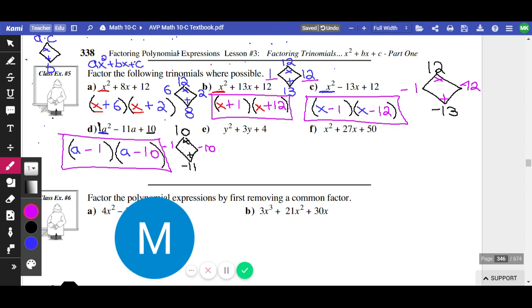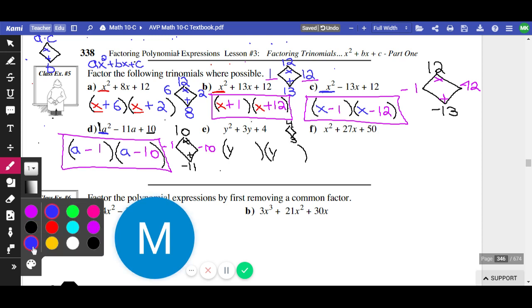In the middle one, we're going to do the same thing. They change the letter to y, so it doesn't do anything. It just changes that our first binomials, instead of being x and x, our first terms are going to be y and y. When you do your diamonds, the top of the diamond would be 4. The bottom of the diamond would be 3. Things that multiply to be 4, add to be 3.